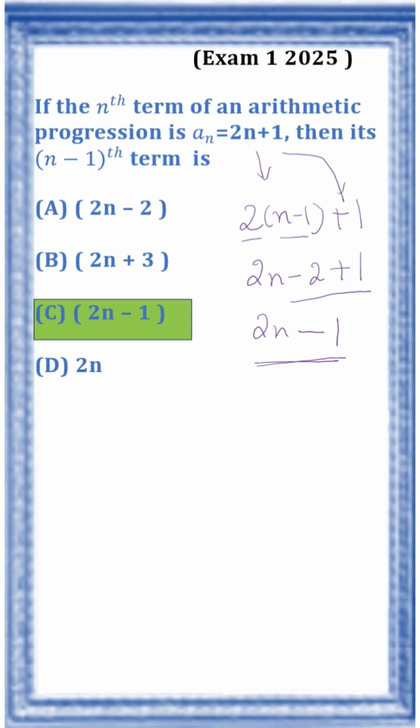If they asked here to find the third term, instead of n, we have to put 3: 2 into 3, 6, 6 plus 1, 7. Of course, they haven't asked that here. I am giving another example, that's all. Now let us move on to the next question.